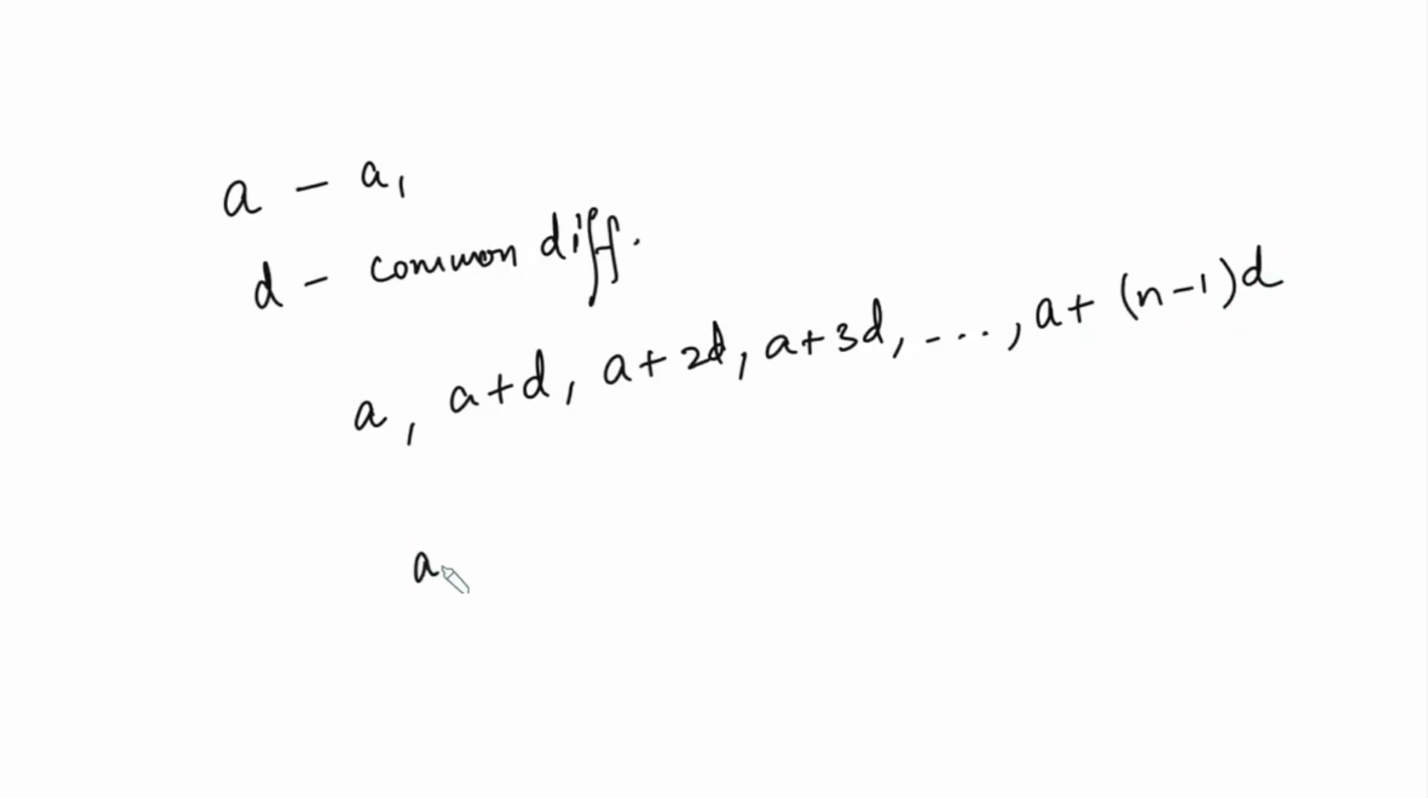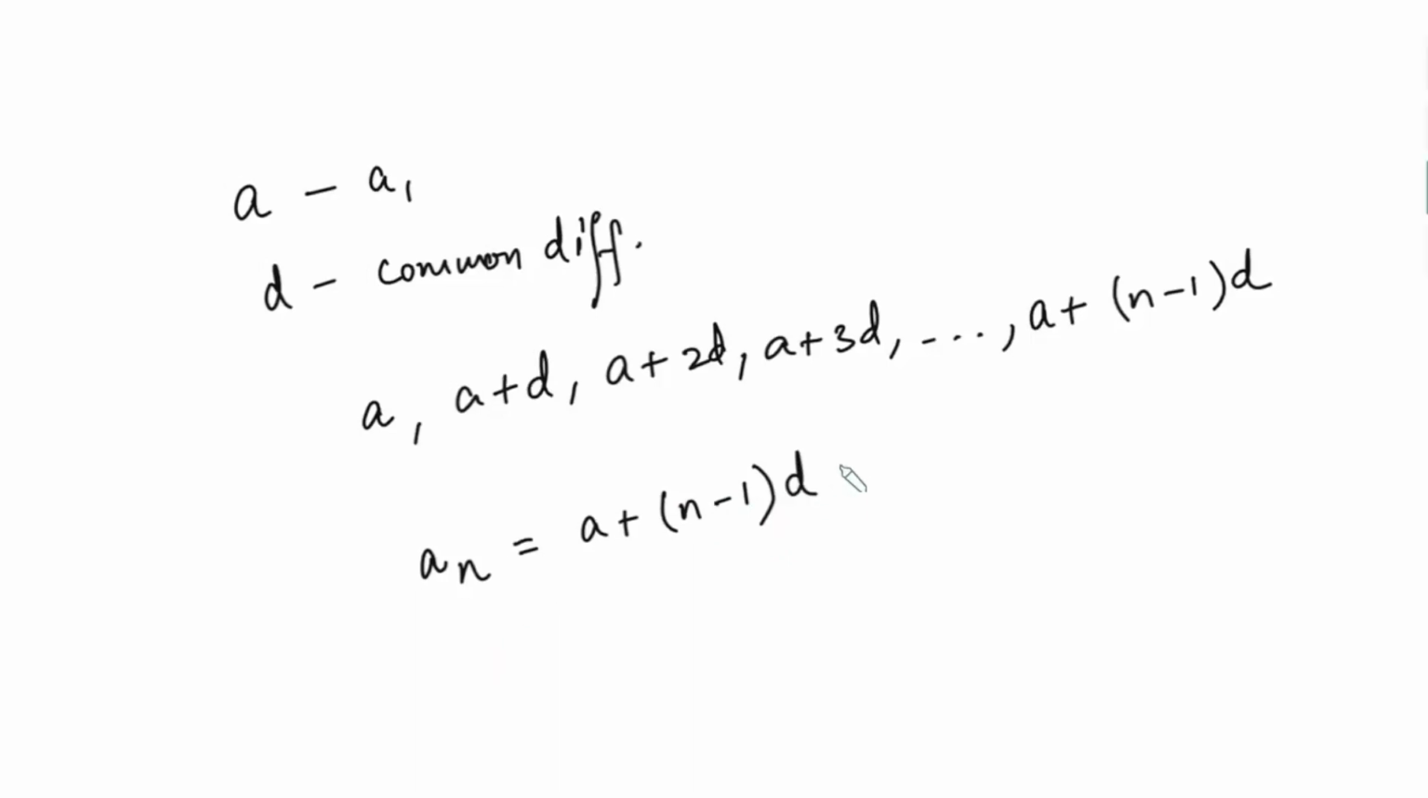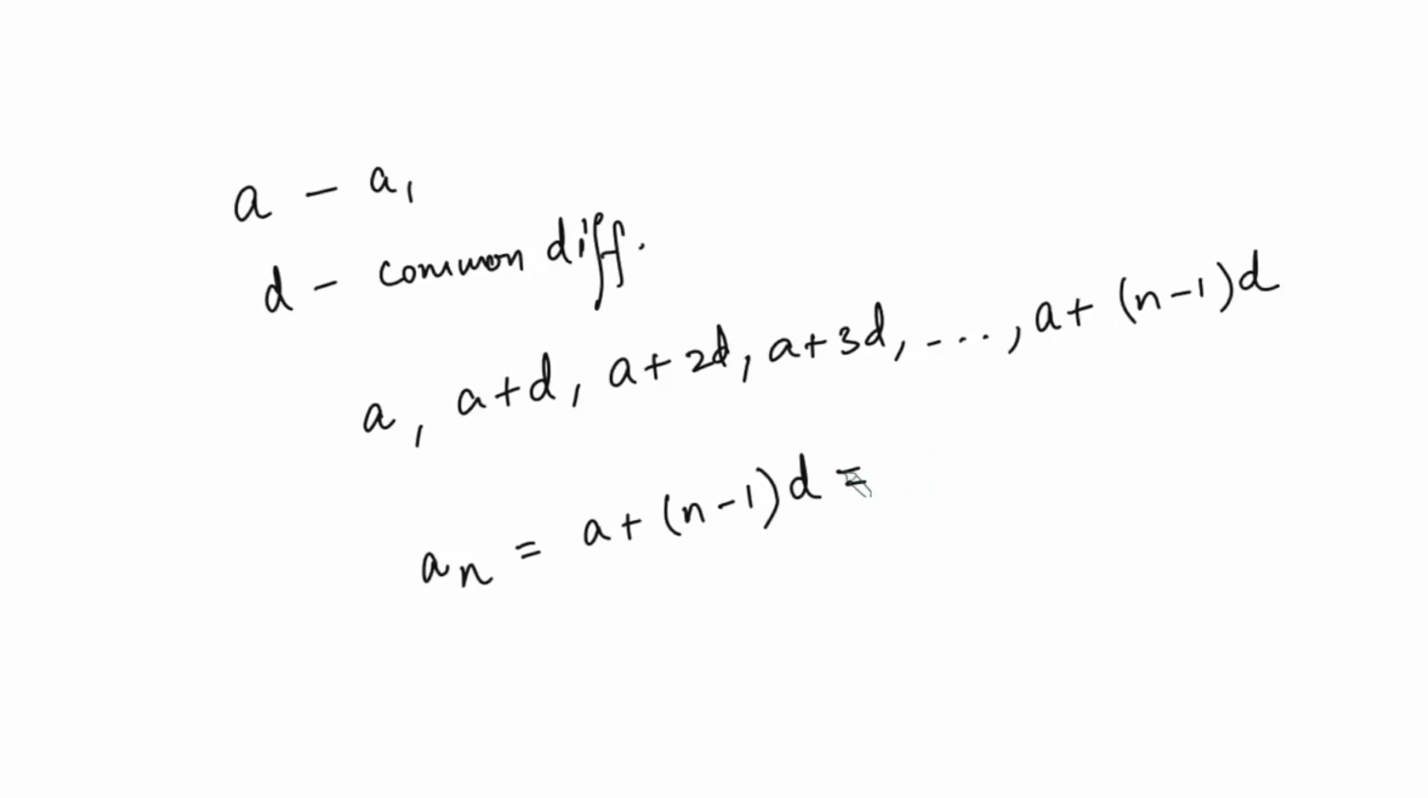Here we can write the nth term formula, which is a plus (n minus 1)d, which is also the last term in a finite sequence. So it is also denoted as l.